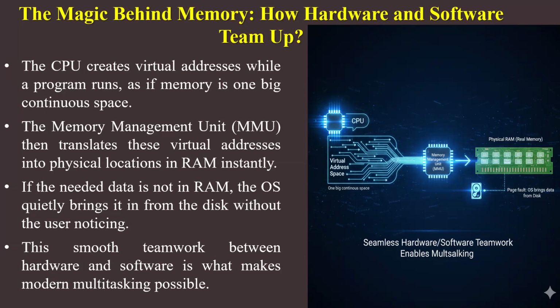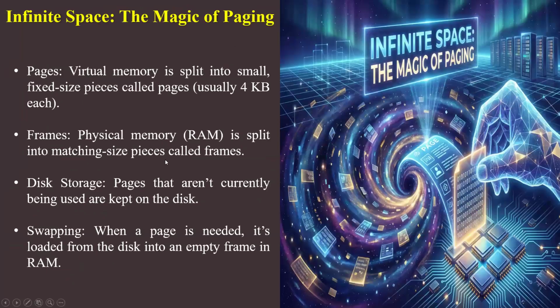Imagine you ask for a book in a library. The librarian instantly knows whether it's on the shelf or stored in the basement. And if it is in the basement, they run and bring it for you. This teamwork allows the CPU, memory management unit, and operating system to maintain smooth multitasking, continuous work, and results in no crashes even when RAM is full. And this invisible cooperation is what powers modern computing.